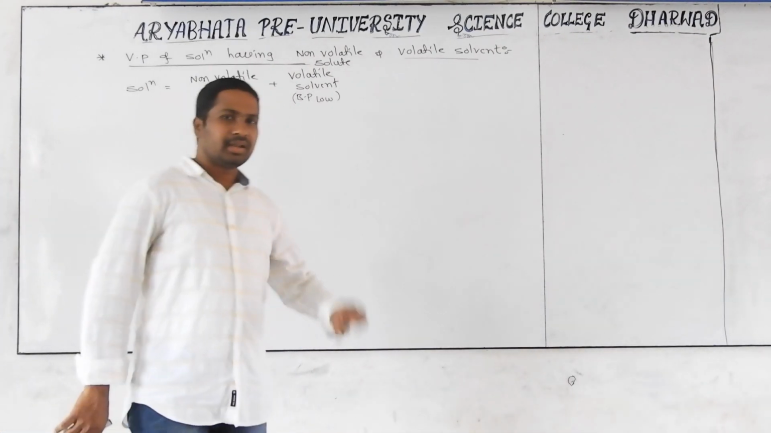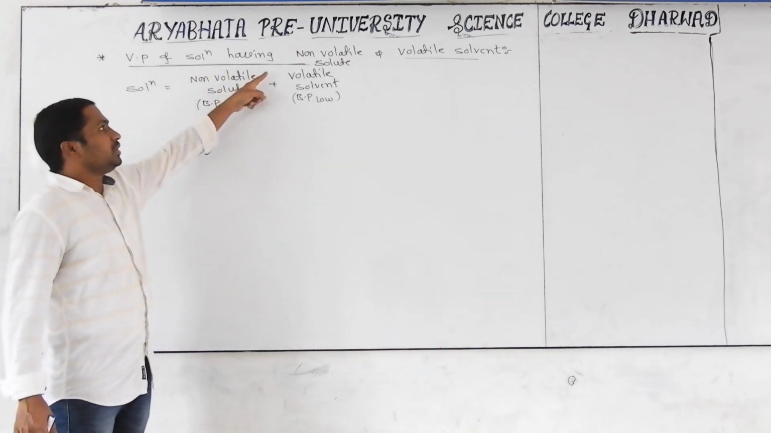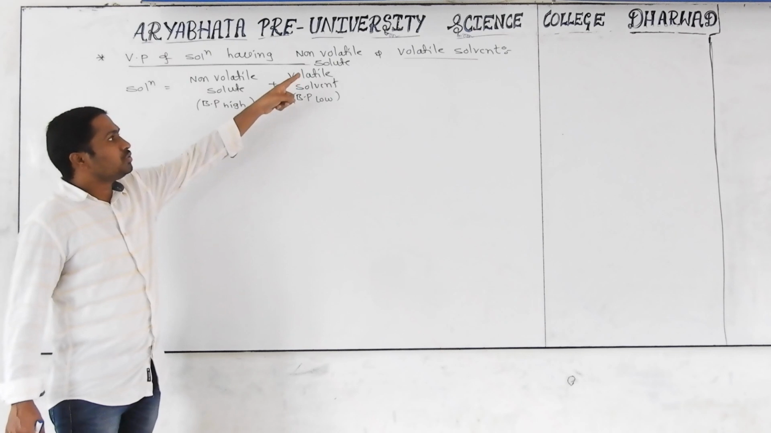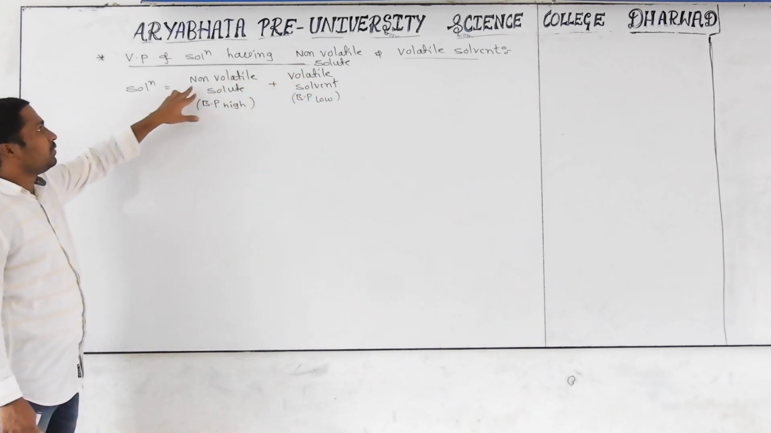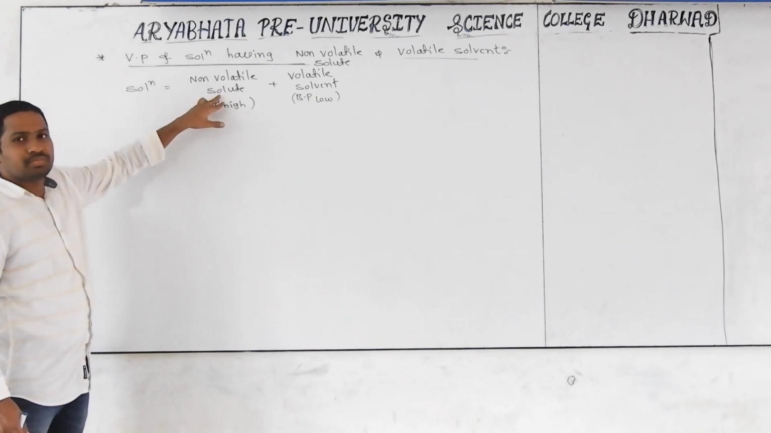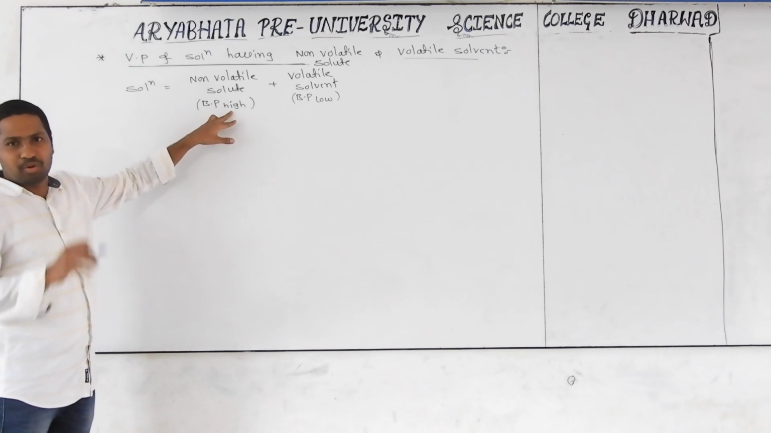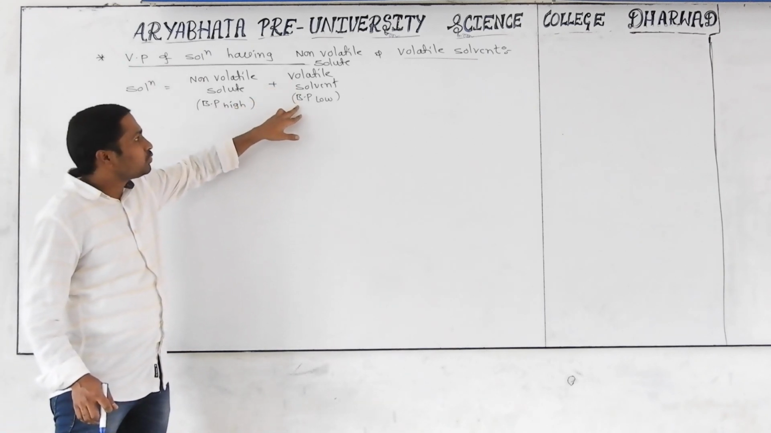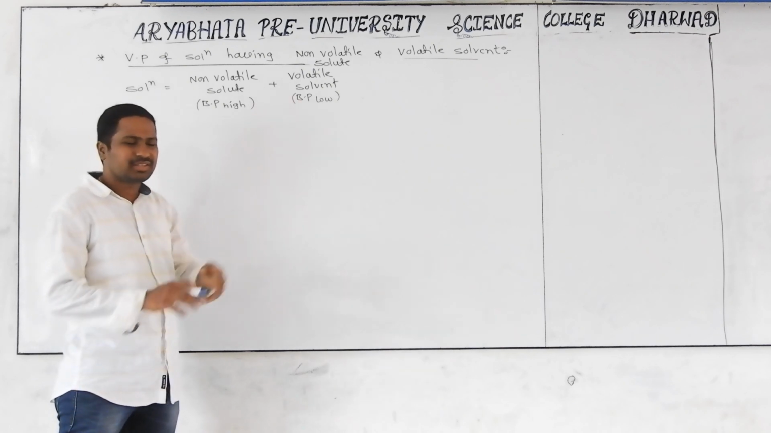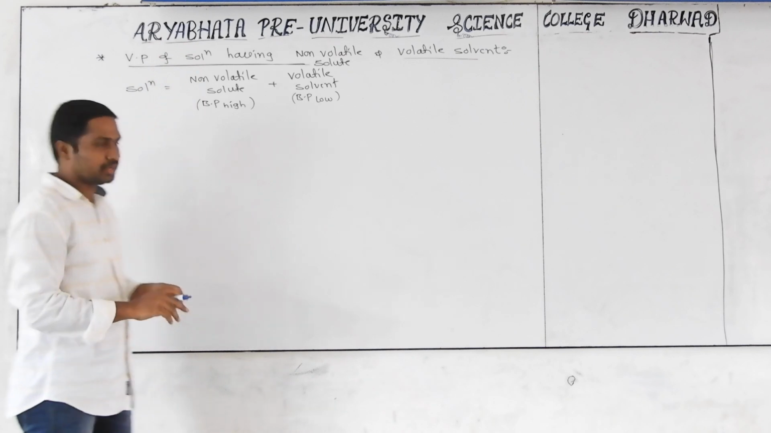Today we will see another subtopic in the vapor pressure: the vapor pressure of a solution containing a non-volatile solute and a volatile solvent. First of all, I am taking a solution with a non-volatile solute. What does that mean? The boiling point is high, so it can't easily evaporate. Another one is the volatile solvent. Volatile solvent means the boiling point is low, so by supplying just a very little temperature, it undergoes evaporation.